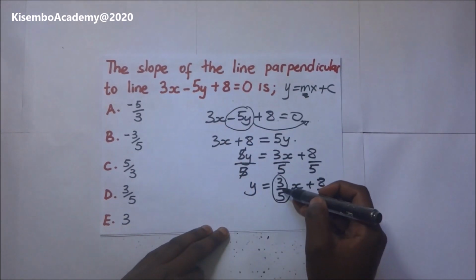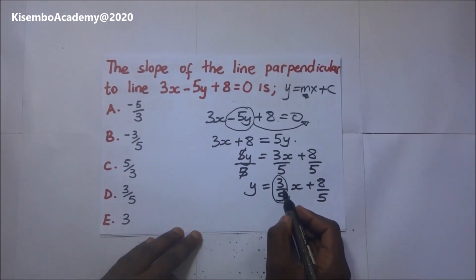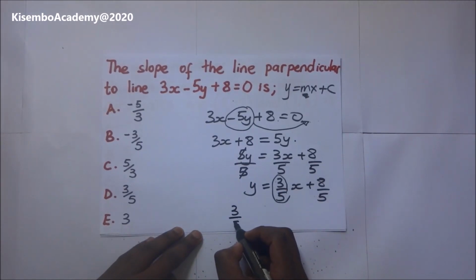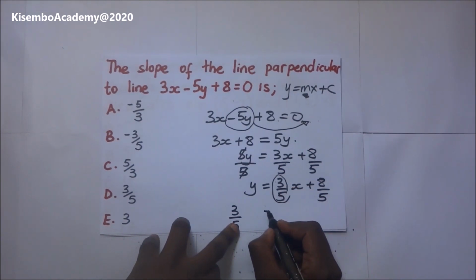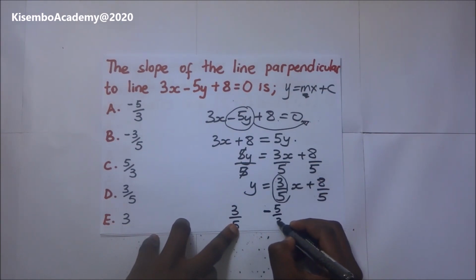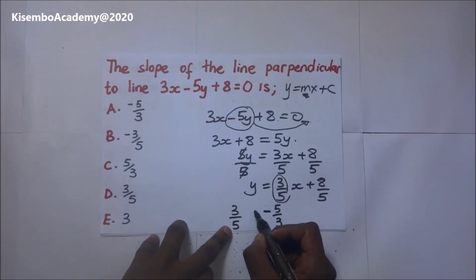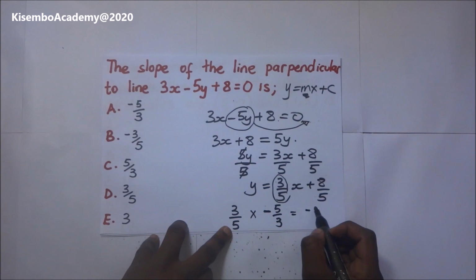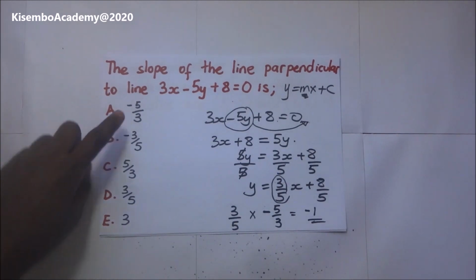Now, a line perpendicular to this means that its gradient is going to be the negative reciprocal of this one. So if the gradient of that line is 3 over 5, the gradient of the line perpendicular to this one is going to be negative 5 over 3. Why? Because when we multiply the gradient of this line by the gradient of that line, they're supposed to give us negative 1. So the answer here is negative 5 over 3. This is the gradient of the other perpendicular line we are looking for.